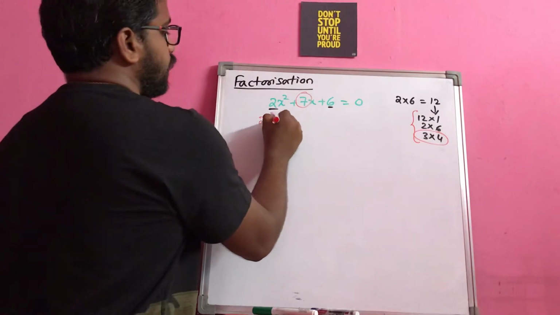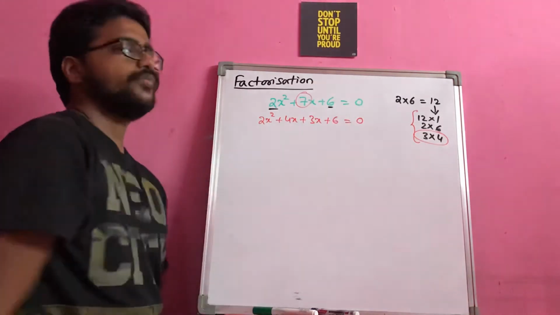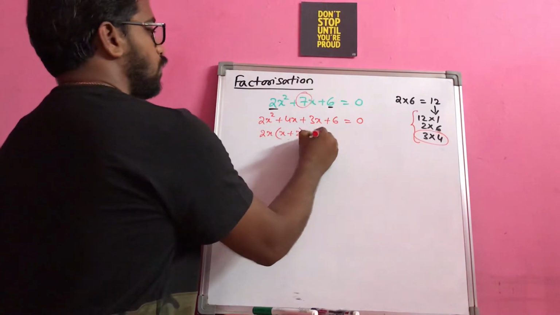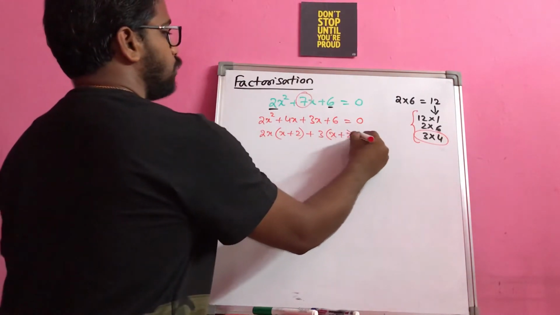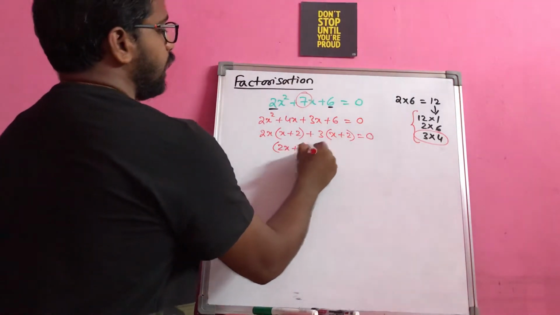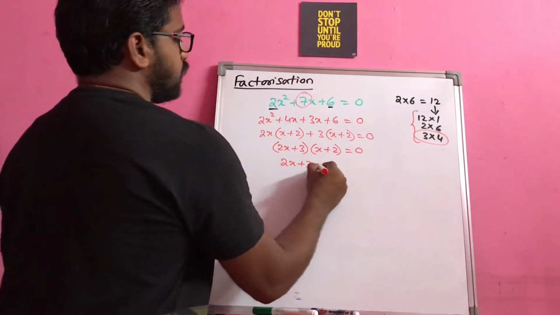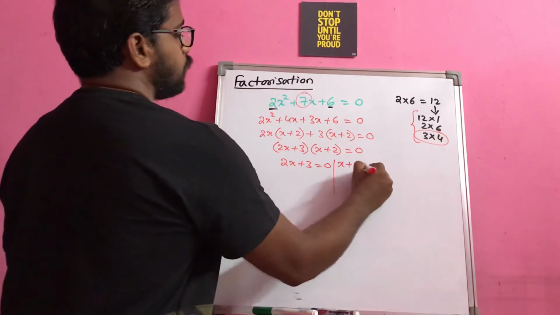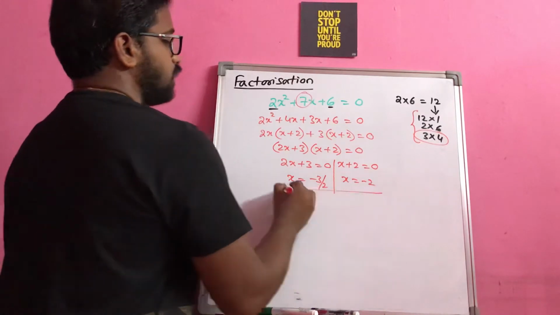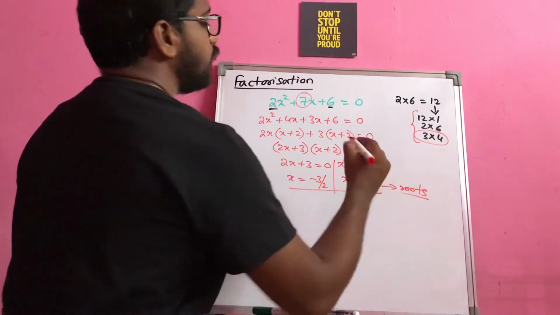So I will write it as 2x square plus 4x plus 3x plus 6 is equal to 0. You can take 2x as common from the first two terms, and 3 as common from the last two, giving 2x into x plus 2 plus 3 into x plus 2 is equal to 0. So finally you get 2x plus 3 into x plus 2 is equal to 0. That means either 2x plus 3 is equal to 0 or x plus 2 is equal to 0. That means x is equal to minus 3 by 2, or x is equal to minus 2. These two are the roots of this quadratic equation.